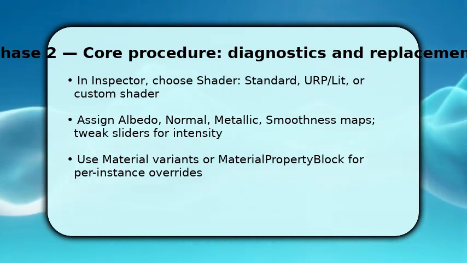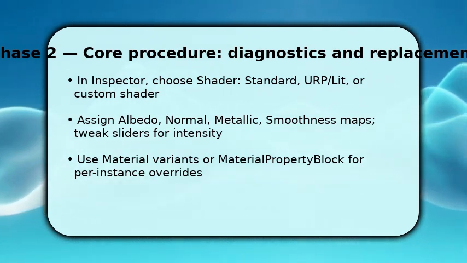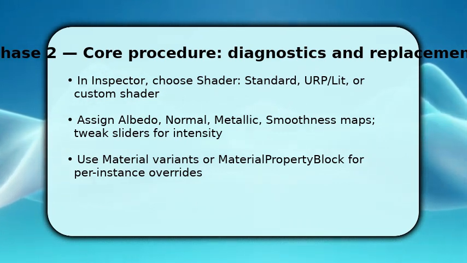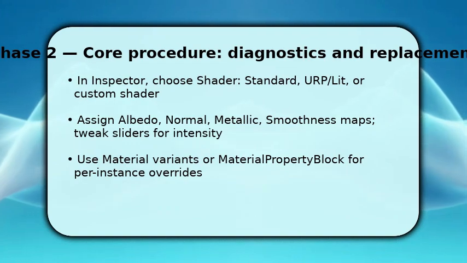If you need different looks on identical meshes, use material property blocks or material variants so you alter properties per instance without duplicating full materials.